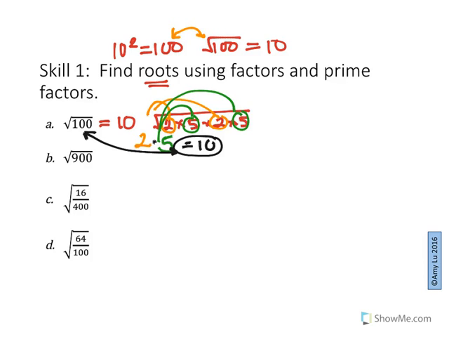Another way to think about it is asking yourself, what two numbers that are exactly the same multiply to make 100? 2 times 50? No, they're not the same. 10 times 10. It's 10. So at this time, pause and do B.